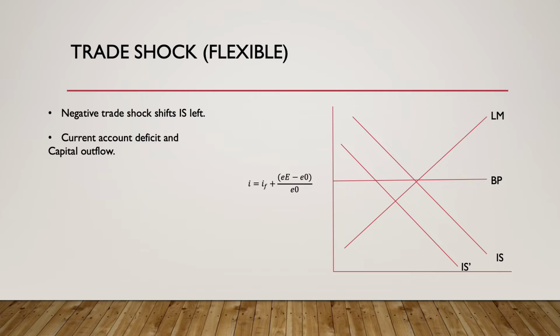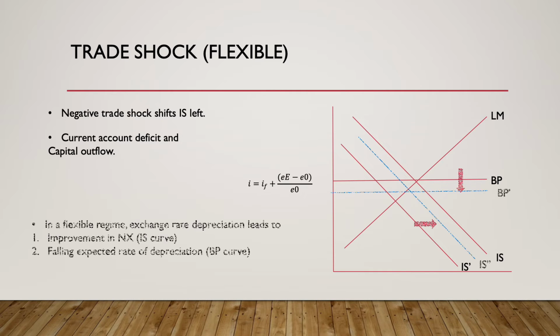Let's look at a trade shock. In the other case, the case with a flexible exchange rate, again, our IS curve shifts to the left from IS to IS prime, opening up a current account deficit. So we're thinking about rising debt in this case to mirror that current account deficit. And we start to see capital outflow because uncovered interest parity no longer holds. In the case of a flexible exchange rate regime, there will be pressure to depreciate the currency, and without the central bank intervening to protect the value of that currency, the currency itself will depreciate.